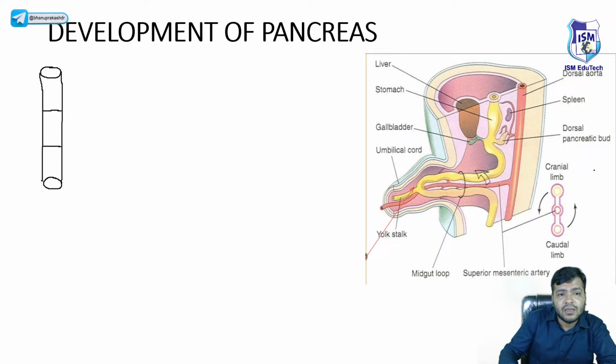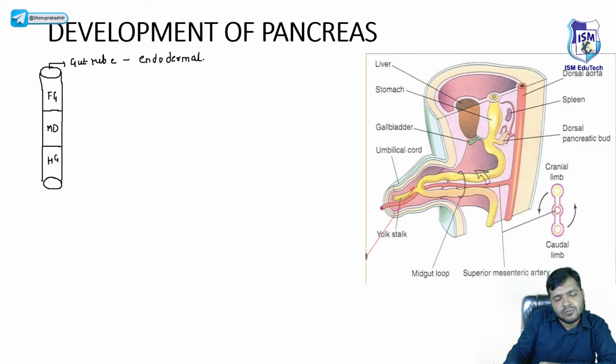So yes, now just come to the topic. You already know that this is the foregut, this is the midgut and this is the hindgut. So we are just talking about the foregut. You already know that this is the gut tube, and this gut tube is endodermal in origin, right?